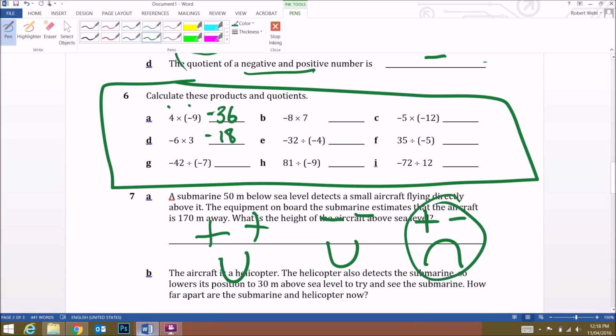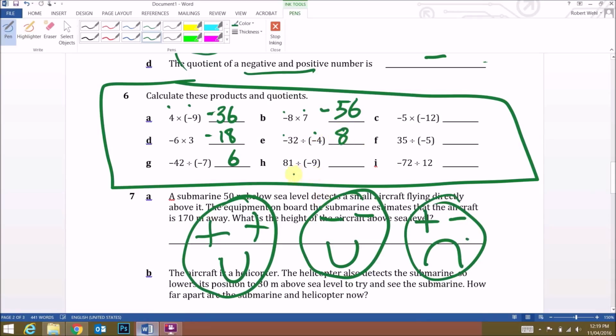42 divided by 7 is 6. There's one of each. That means that it's positive. So, sorry, there's two negatives. So that means that it's a positive. 8 times 7 is 56. Once again, there's one negative, one positive. That's this guy. It's a negative. 32 divided by 4 is 8. There's two of the same ones, so that means it's a positive 8. 81 divided by 9 is 9. There's one of each. That's this guy.